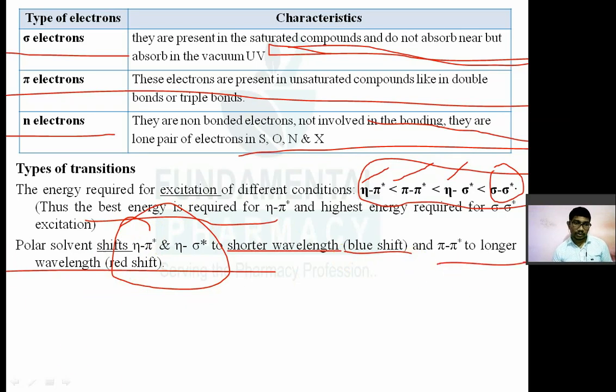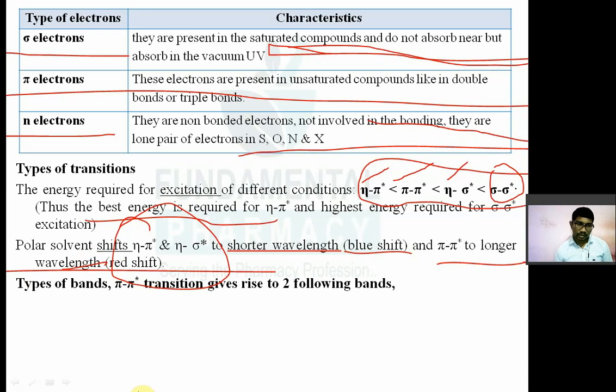तो polar solvent जो होते हैं, if you use polar solvent, that will shift n to pi star transition and n to sigma star transition to a shorter wavelength, means blue shift, and they shift the pi to pi star transition to a longer wavelength, known as a red shift. Types of bands, इसके ऊपर भी क्वेश्चन आता है. टाइप्स ऑफ बैंड, कौन से ट्रांजिशन में कौन सा ट्रांजिशन कौन सा बैंड बोलते हैं?